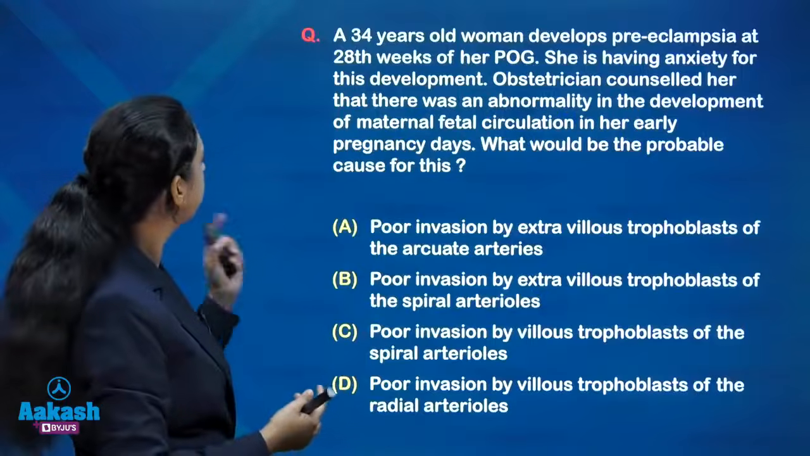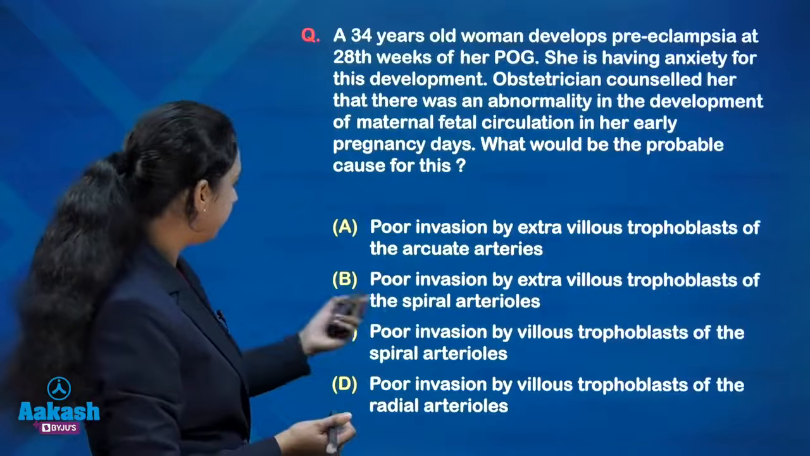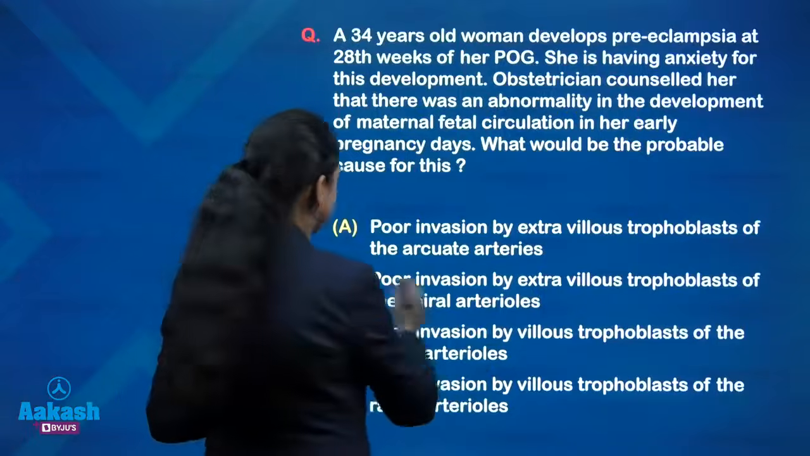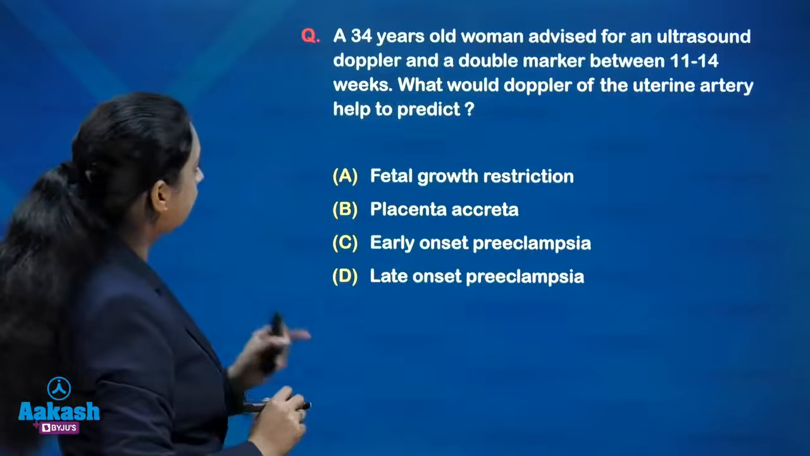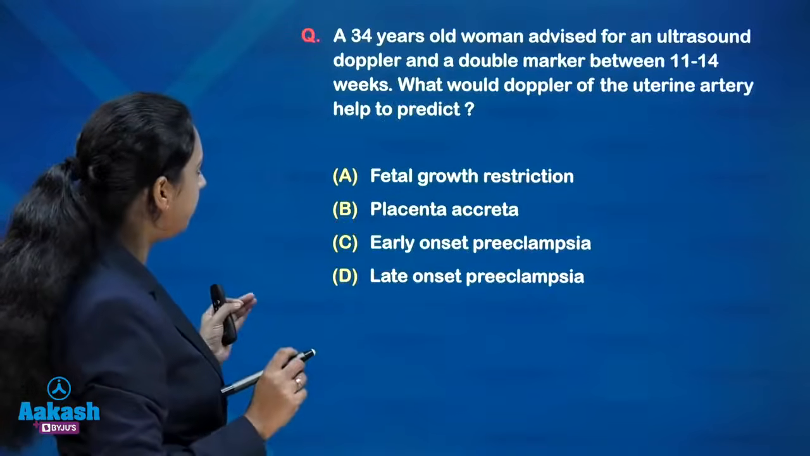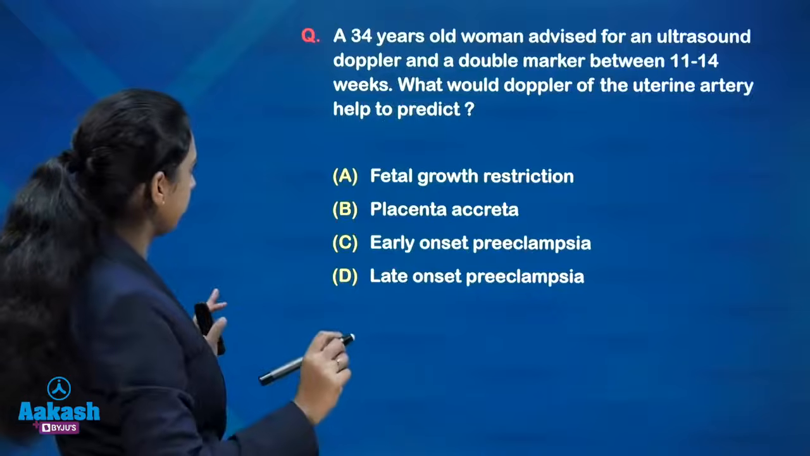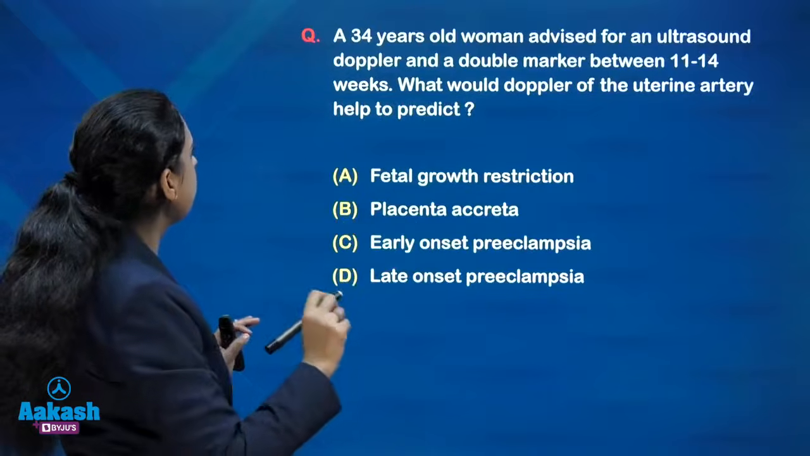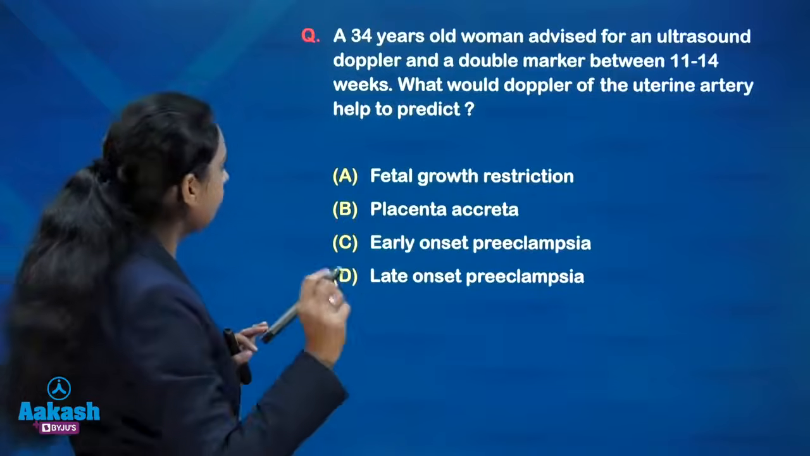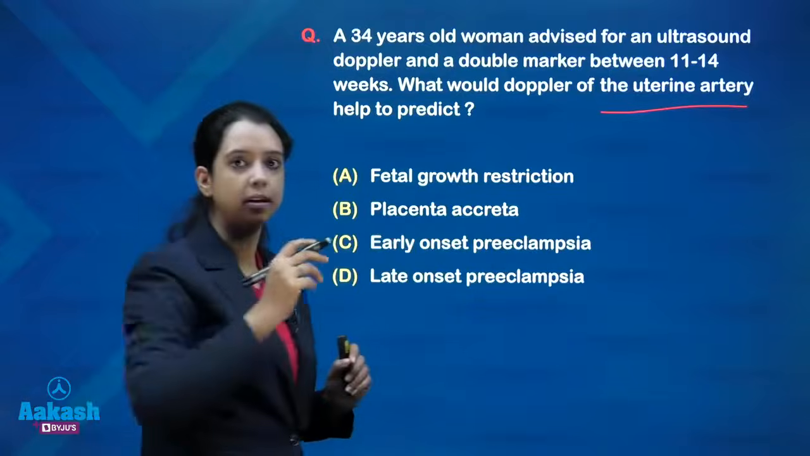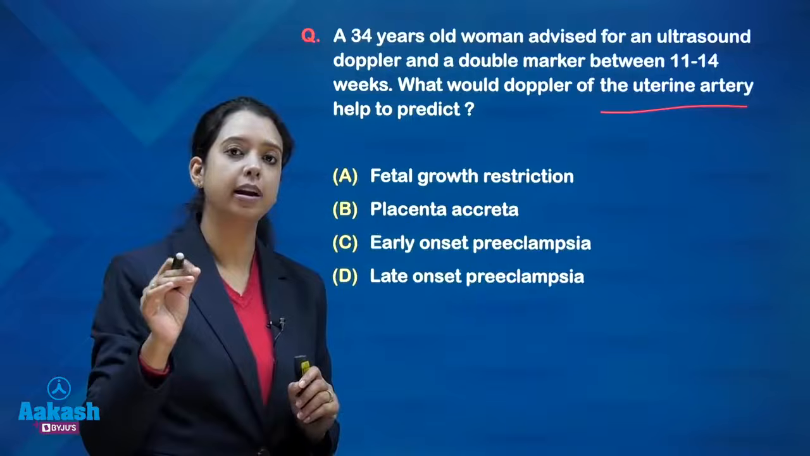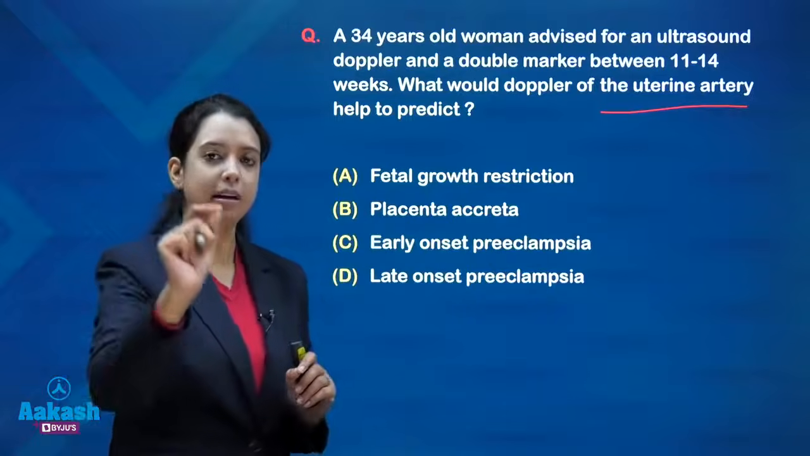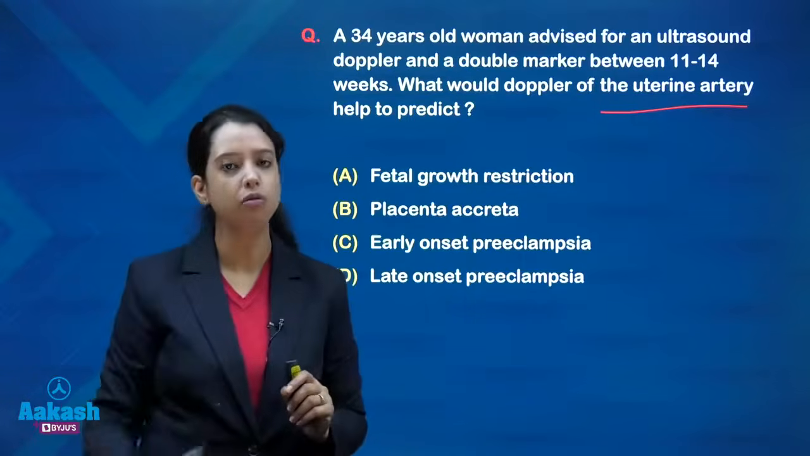Okay. Next. So we have done that. So poor invasion by extravillous trophoblast of spiral arterioles. A 34-year-old woman was advised for ultrasound Doppler and dual marker at 11 to 14. What would Doppler of uterine artery help to predict? Okay, so uterine artery Doppler, when done at first trimester, what index do you specially see in uterine artery? Pulsatility index. So pulsatility index will tell you the flow around uterine arteries.